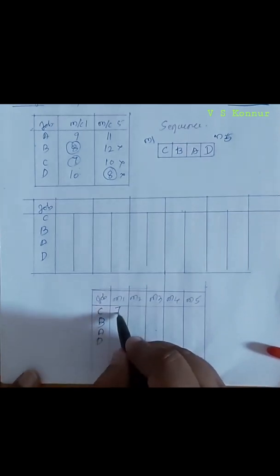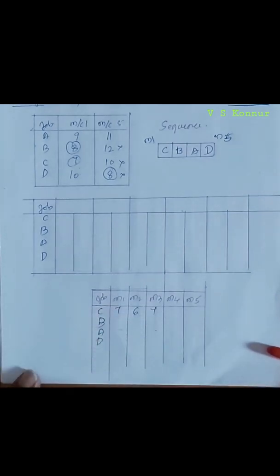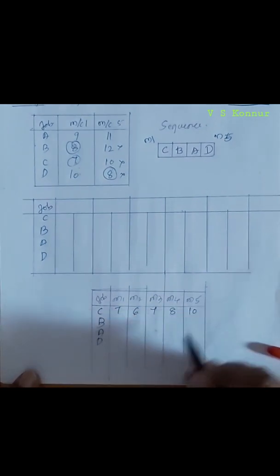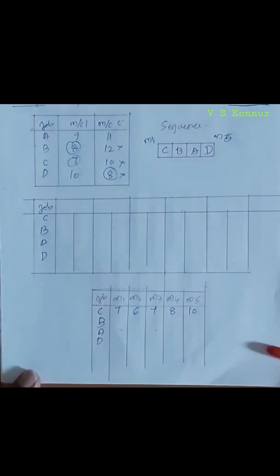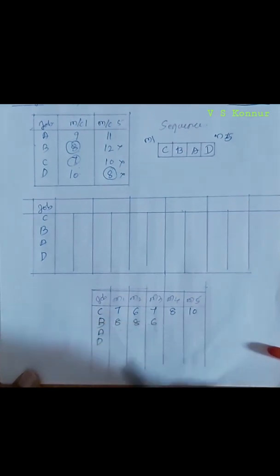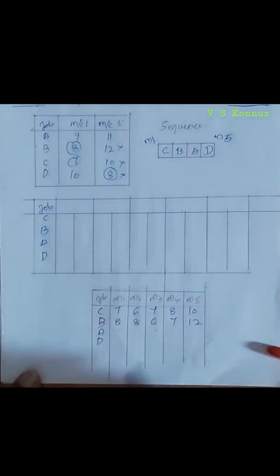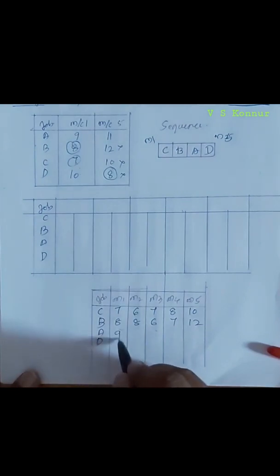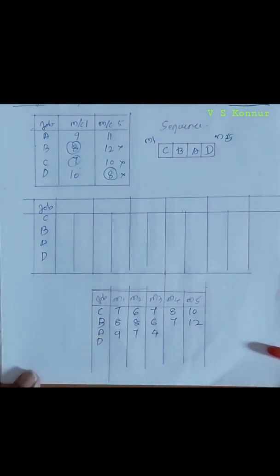We should form the table according to CBAD. For C, I will write for all the machines 7, 6, 7, 8, 10. For B, 8, 8, 6, 7, 12. For A, 9, 7, 4, 5, 11. For D, 10, 5, 5, 4, 8.